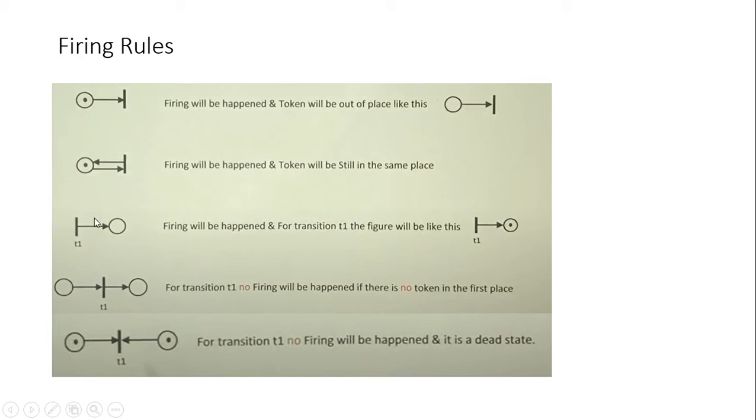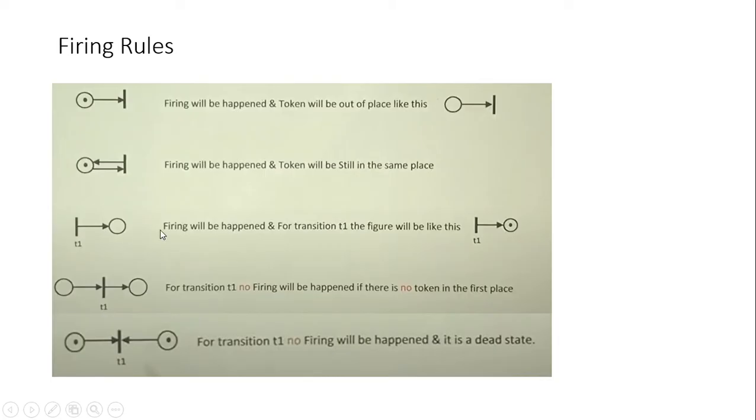And second, in this model firing will happen and the token will still be in the same place. In this sign, the token will remain because the token will go here and then return. So this token will still be here.